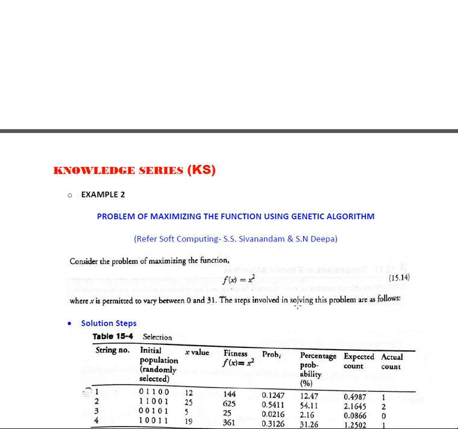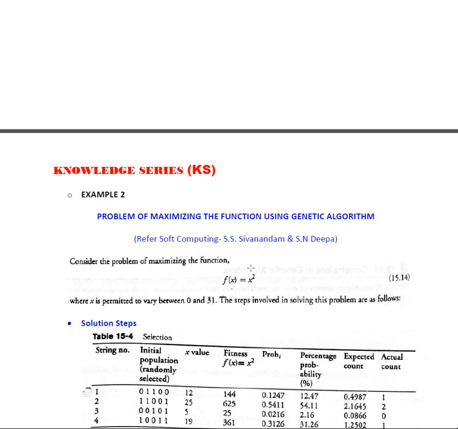Now here the problem is stating that consider the problem of maximizing a function. Here a function is given, f(x) is equal to x square. Suppose in an exam paper they give f(x) is equal to x square plus 2x plus 1. Such type of polynomial equation, if it is coming with various degrees, how will you be able to solve it?